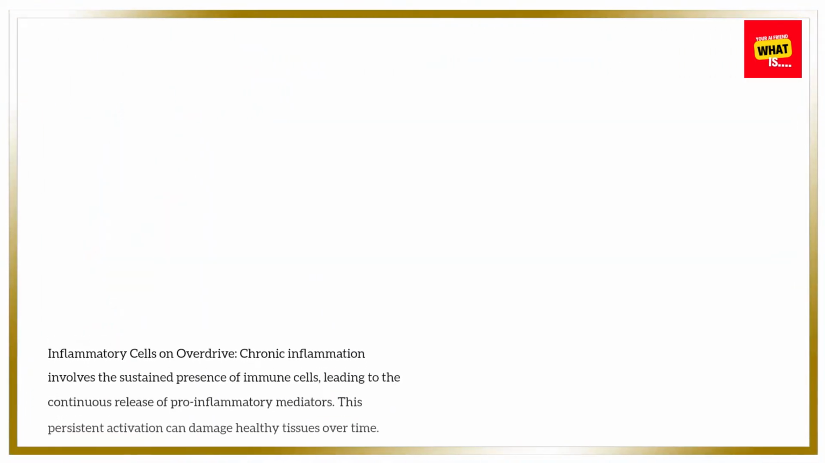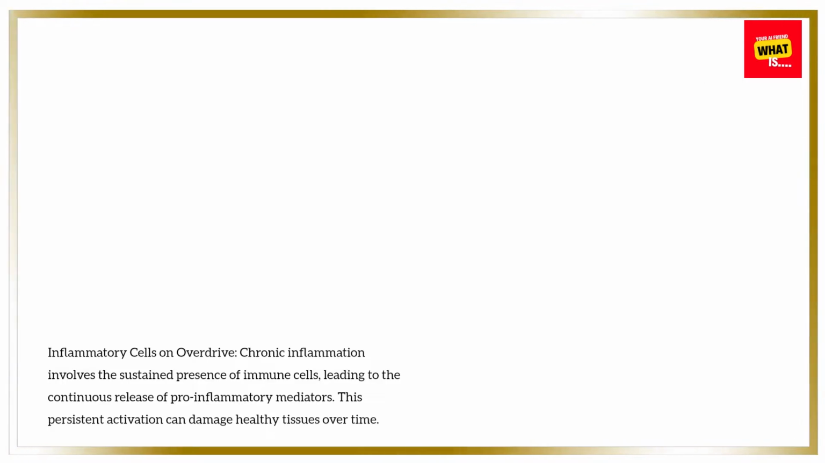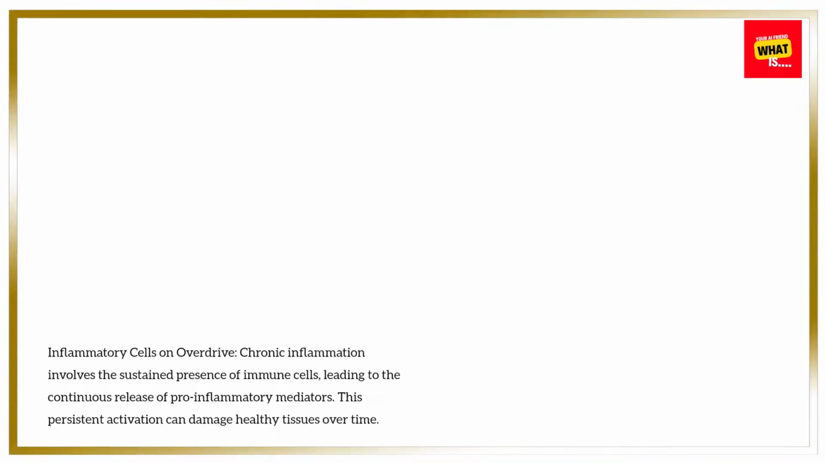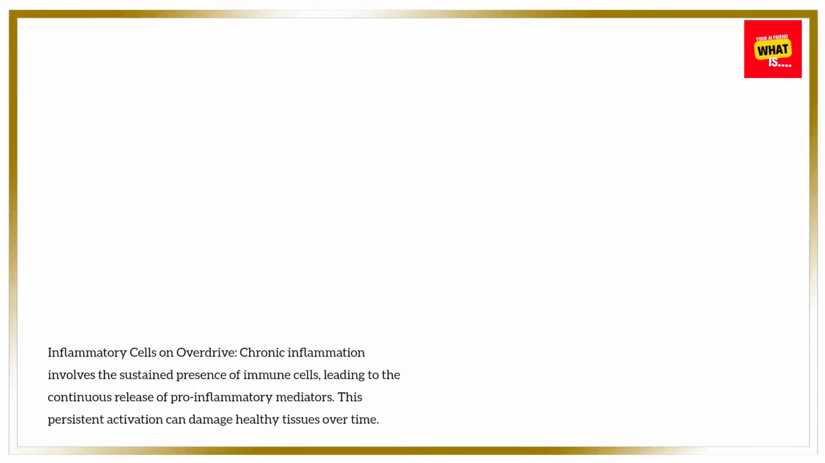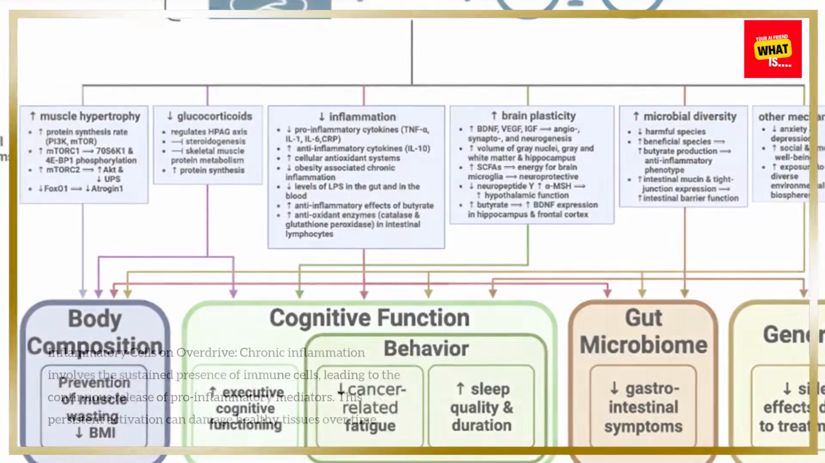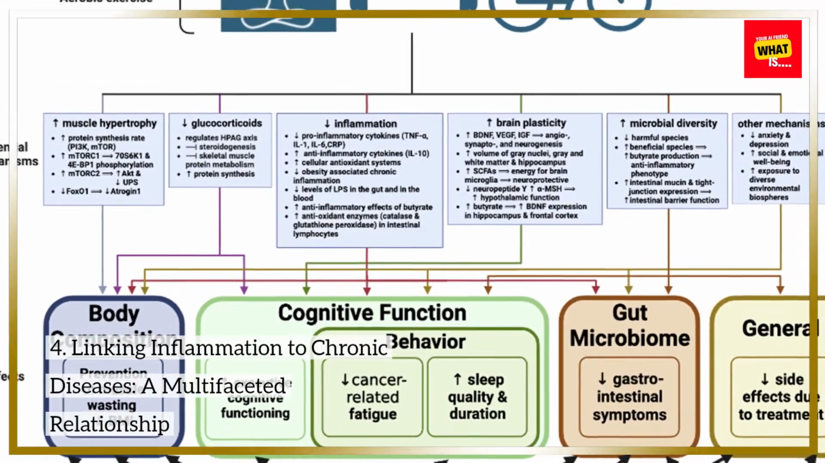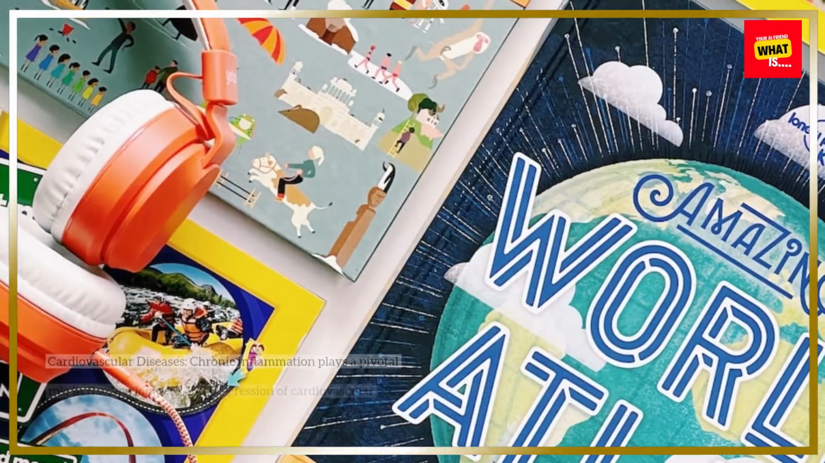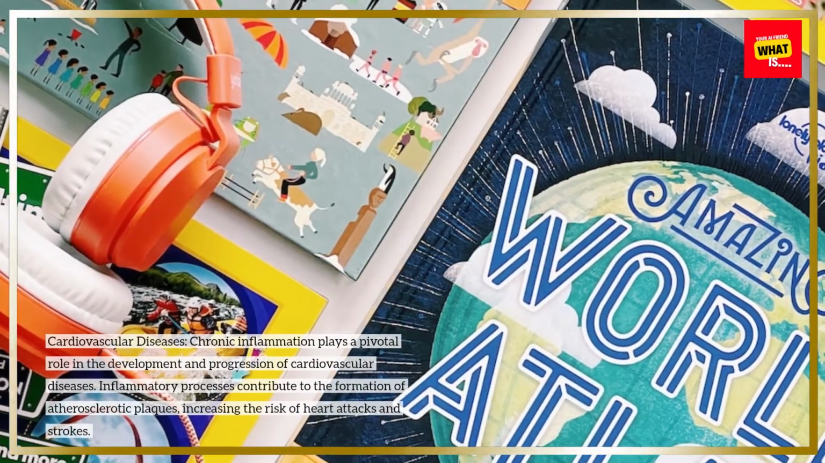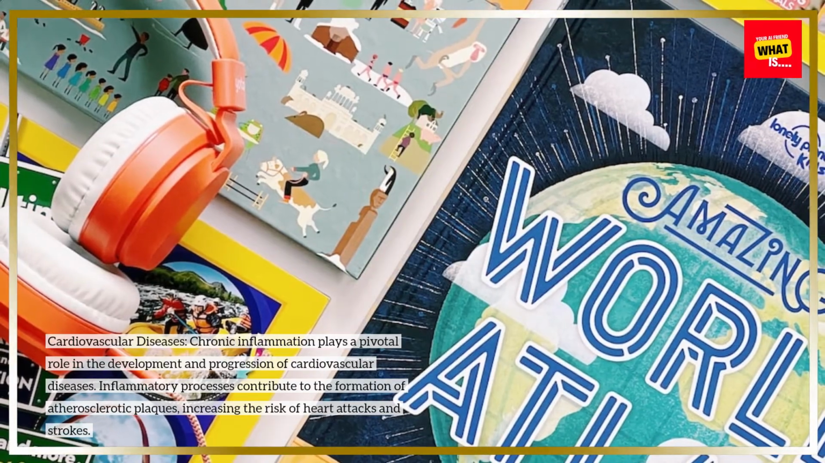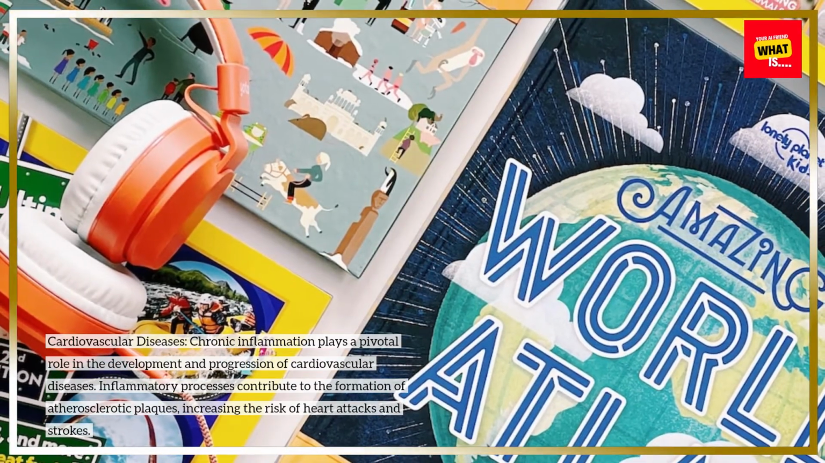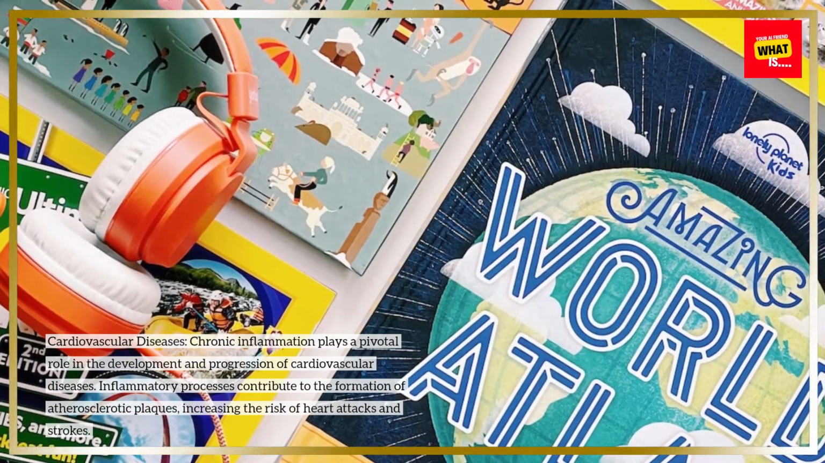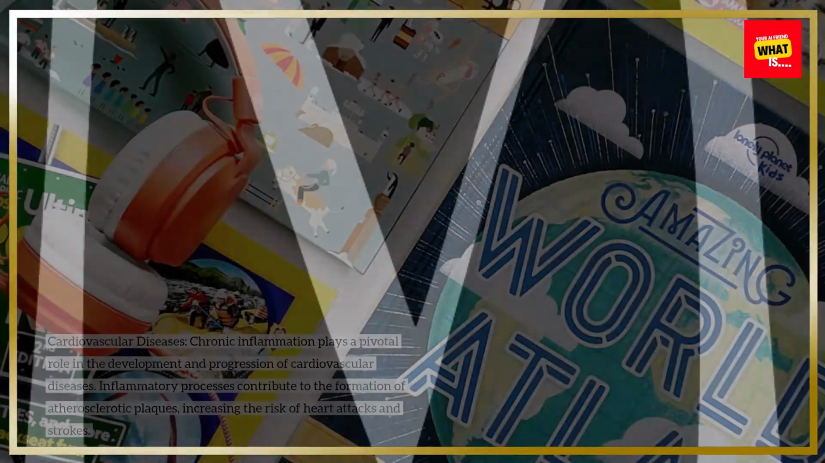Inflammatory cells on overdrive. Chronic inflammation involves the sustained presence of immune cells, leading to the continuous release of pro-inflammatory mediators. This persistent activation can damage healthy tissues over time. 4. Linking inflammation to chronic diseases. A multifaceted relationship. Cardiovascular diseases. Chronic inflammation plays a pivotal role in the development and progression of cardiovascular diseases. Inflammatory processes contribute to the formation of atherosclerotic plaques, increasing the risk of heart attacks and strokes.